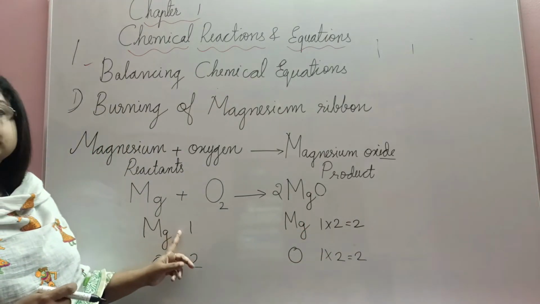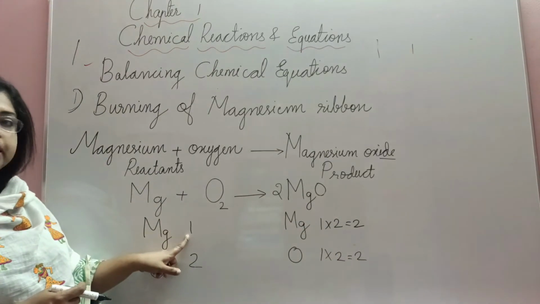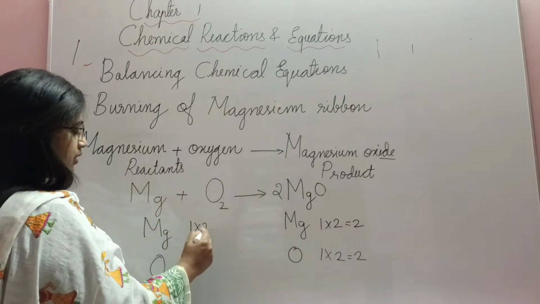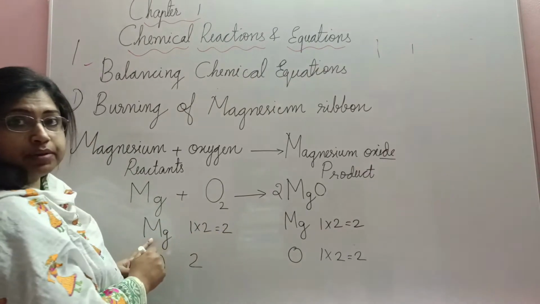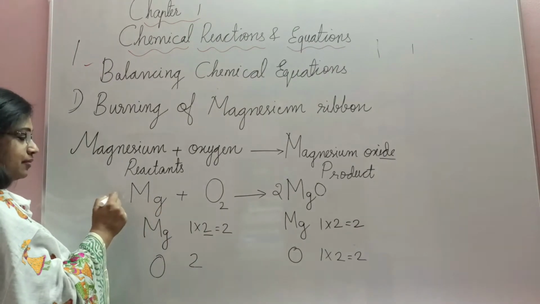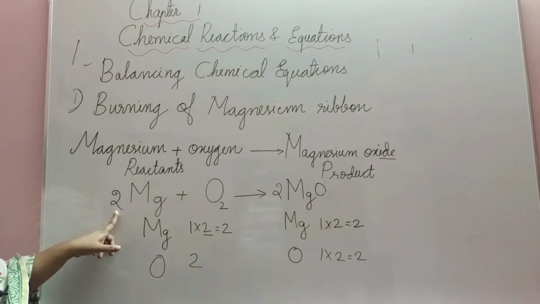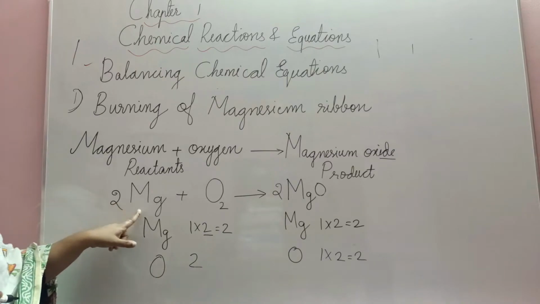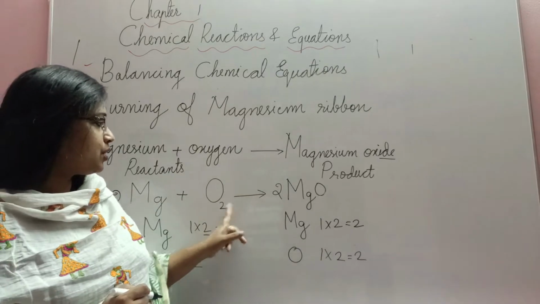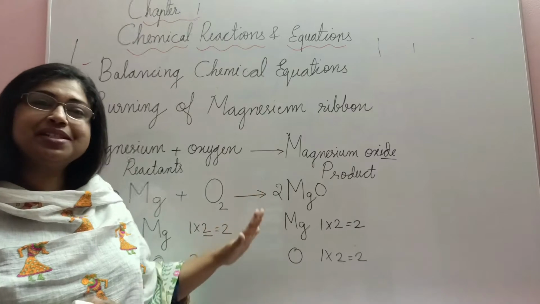Now we can balance it here. If there are 2 magnesium atoms, we need 2 magnesium atoms on the reactant side. What to do? Just multiply the number of magnesium atoms by 2 and put this 2 here in front of magnesium. Now see, let's count. There are 2 magnesium here and here, 2 oxygen atoms, here also 2 oxygen atoms. Okay, the equation is balanced.